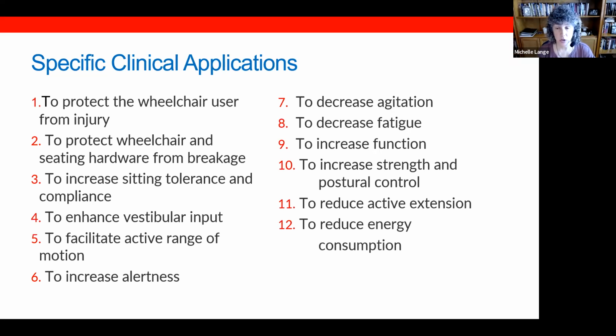We are increasing alertness and decreasing agitation, and this is a result of provision of movement. Many clients will find they are less fatigued and more functional when using dynamic seating. Dynamic seating can increase strength and postural control, reduce that active extension, those patterns of movement that we may see as they are diffused, and finally, to reduce energy consumption from the client.